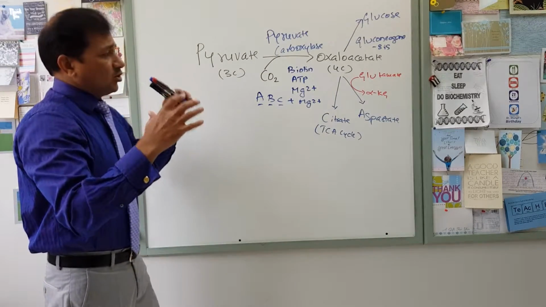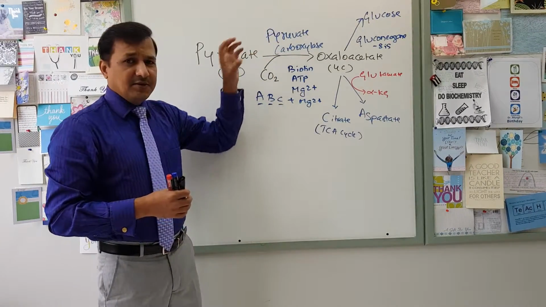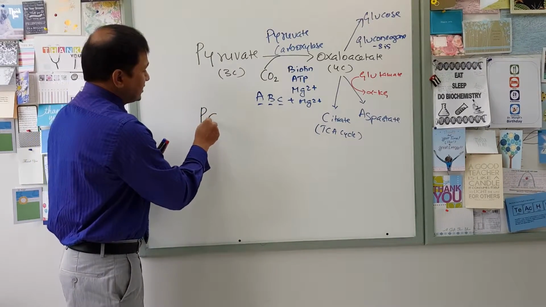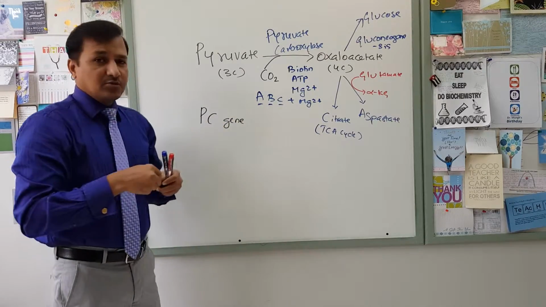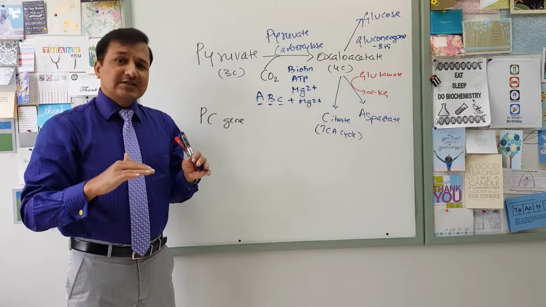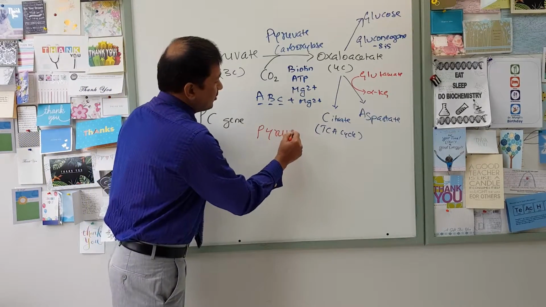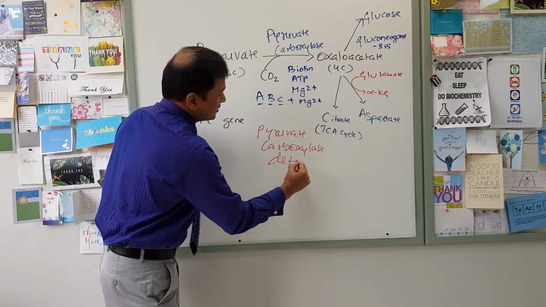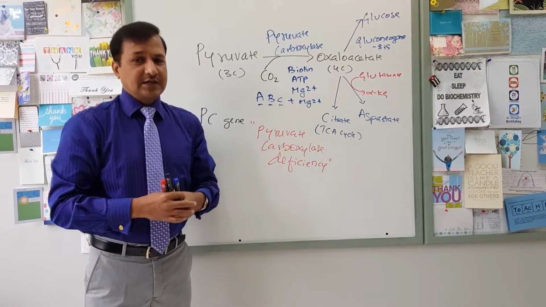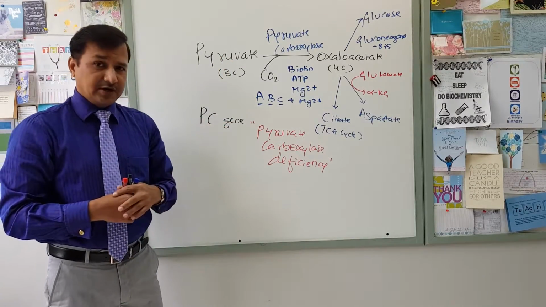Now let's move on to see what pyruvate carboxylase deficiency is. This pyruvate carboxylase enzyme is coded by the PC gene. What if this PC gene is mutated? That gives rise to a mutated form of pyruvate carboxylase that has decreased activity, and that is the disease called pyruvate carboxylase deficiency. This is one of the disorders commonly asked in exams in relation to the gluconeogenesis process. Now let's see what happens if there is a deficiency of pyruvate carboxylase.